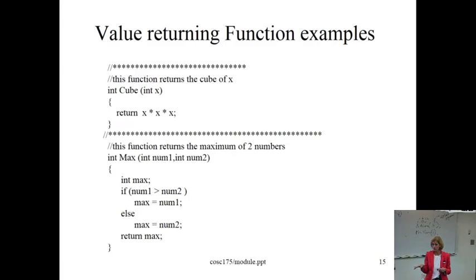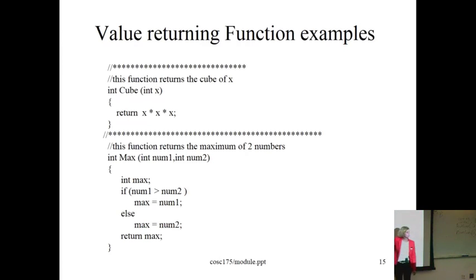Does that make sense? Okay, so the deal with value returning is they're usually short and sweet. Because I told you that most value returning functions are what? Remember what I told you last week? Most value returning functions are mathematical. Not all, but many. Okay? So, in the case of cube, this function takes the value and returns the cube of x.